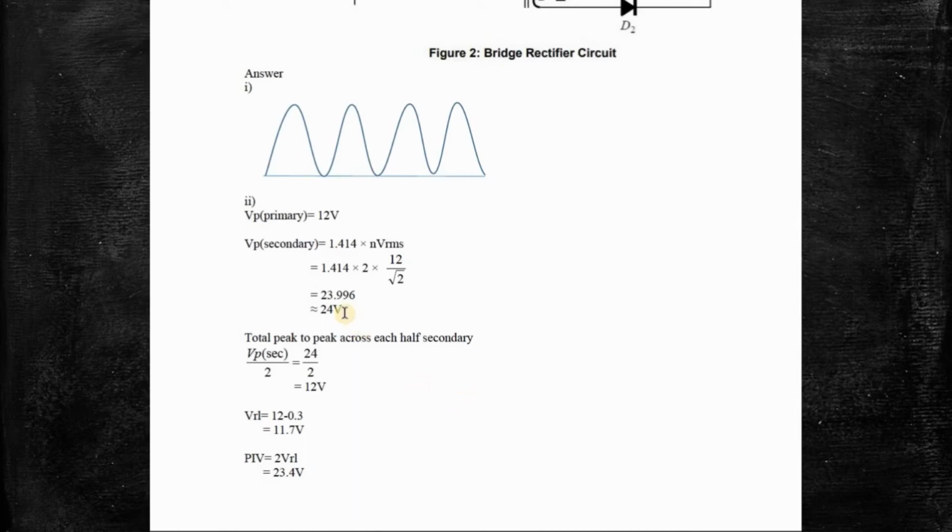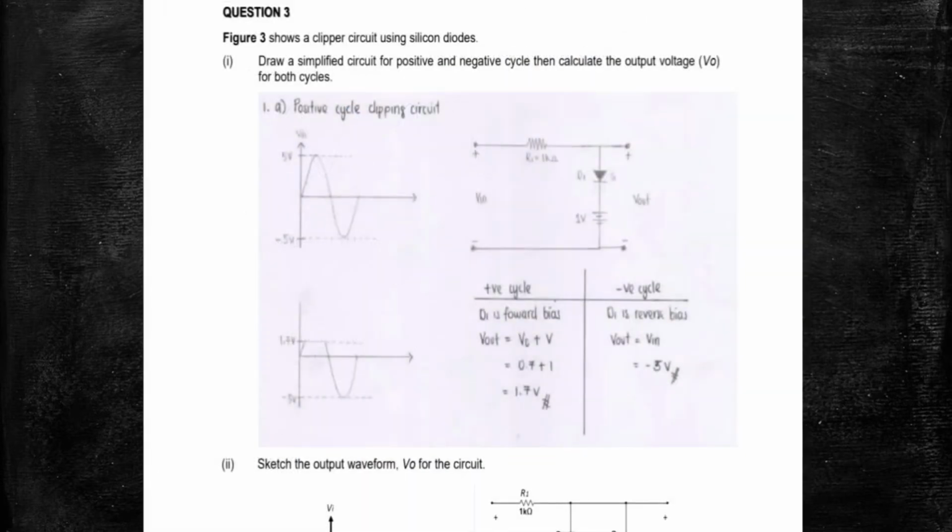This might be because we ran off the value too early, and that caused the small difference in the PIV. Okay, that's all. Next, we're going to move to question 3. The first question asks us to draw a simplified circuit for the positive and negative cycle and calculate the voltage output for both cycles.